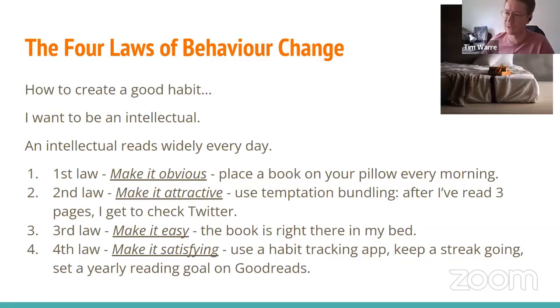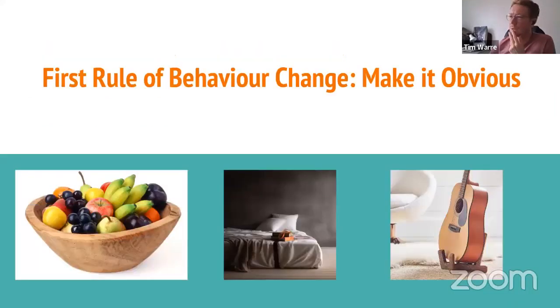Something I've done as well is setting a reading goal on Goodreads. If anyone's got Goodreads, I set myself a goal at the start of the year. Okay, I want to read 30 books in a year. And then you can track and see how far you're doing, and it gives you a little bit of information like, you're 60% through your goal, and you're like, well, it's June, I'm 60% through my goal, I must be doing okay. Okay, so we're going to look at all the laws in order now. So the first one, make it obvious.